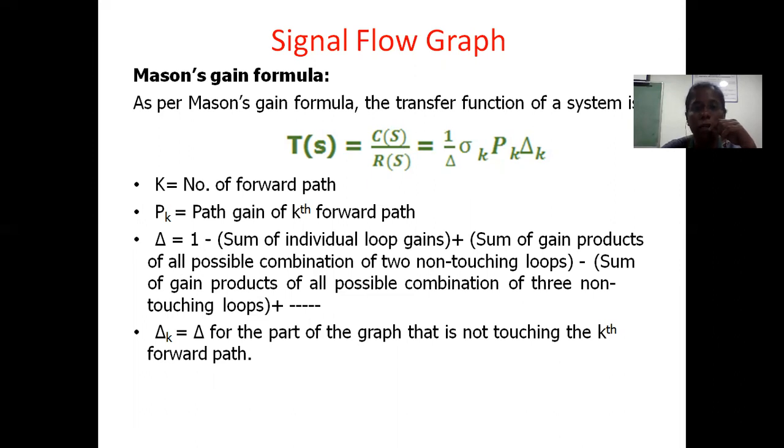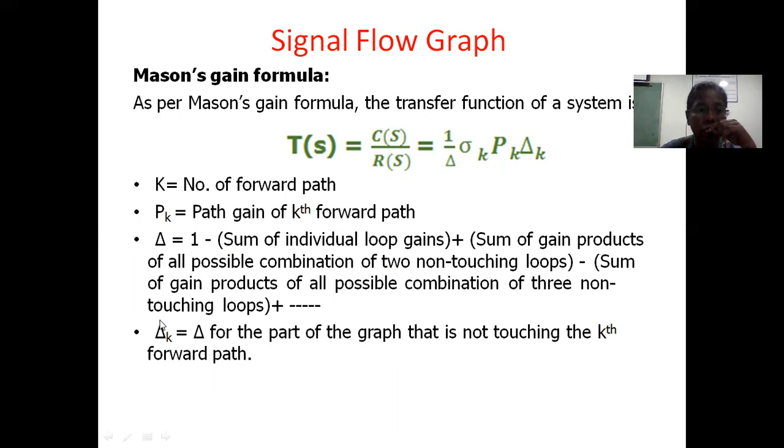Formula is 1 by del, summation of Pk into del k, where del, as we already discussed, is 1 minus sum of individual loop gains plus sum of two non-touching minus sum of three non-touching plus sum of four non-touching, like that it goes on. The polarity will be changing alternately for the terms. For example, here you can see that the second term is a negative term, the next adjacent term will be positive, then the next term will be negative, like that it goes on. The sign will be alternately changing.